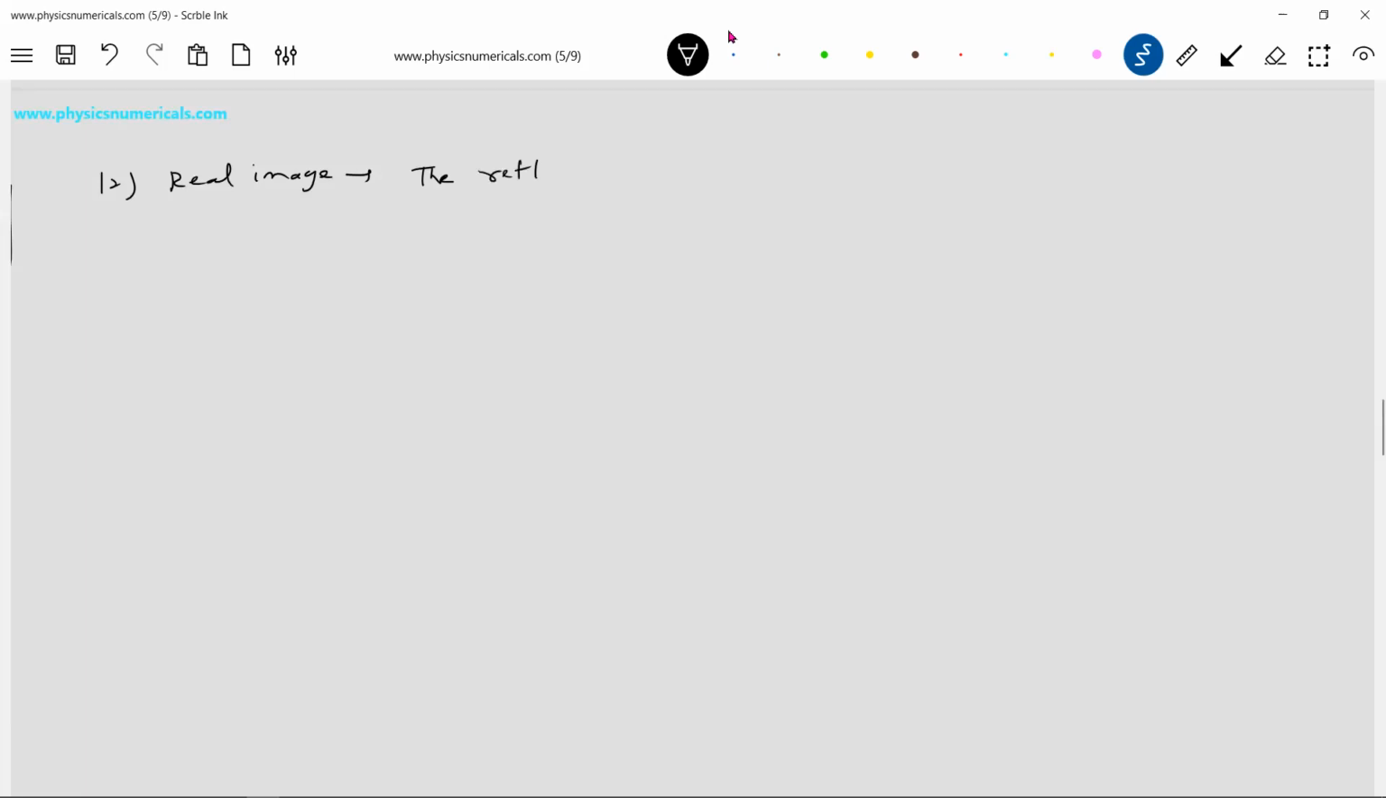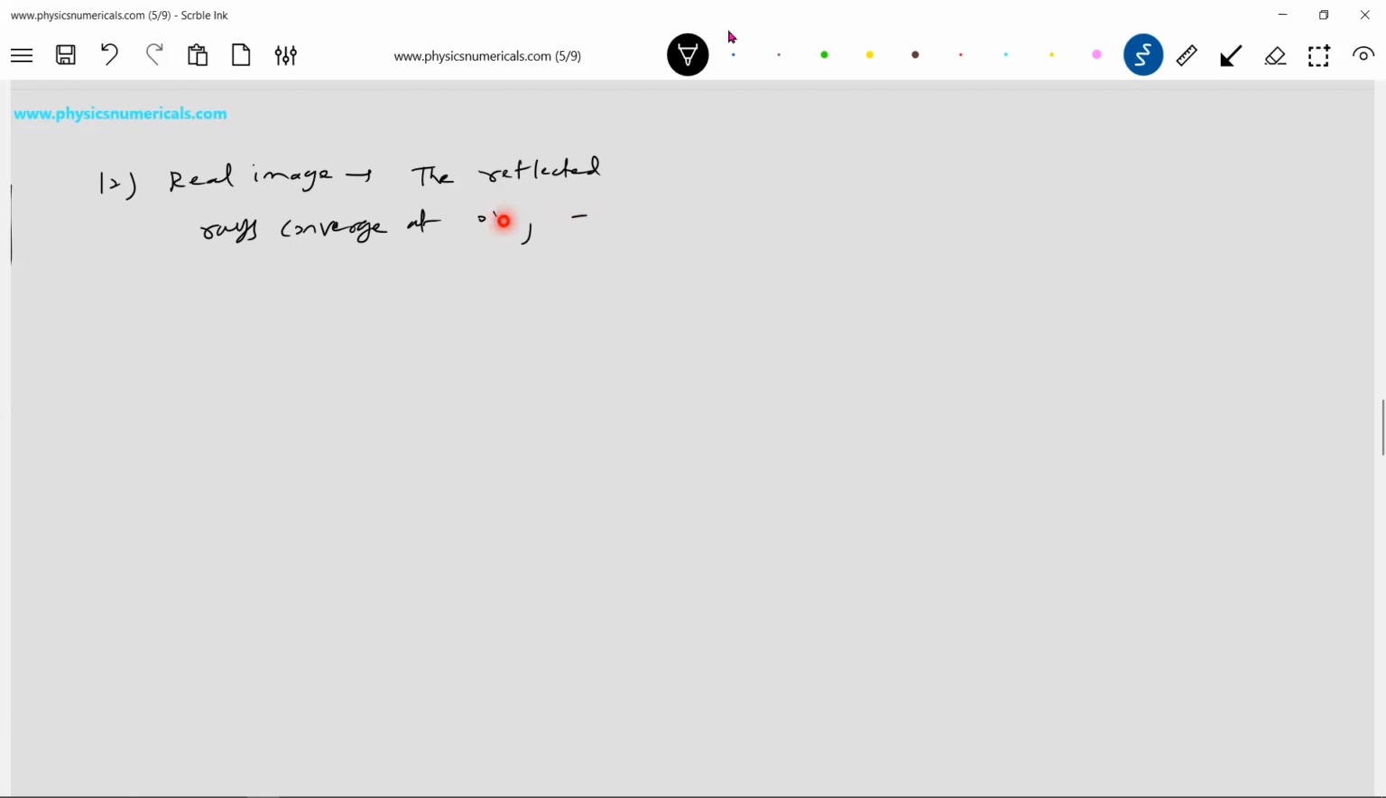The reflected rays converge at a point. The rays after reflection converge at a point, and the point of convergence is called the real image. Let me directly call them the reflected rays. What are reflected rays? The rays which are reflected by some surface, called a reflector. The reflected rays converge at a point.